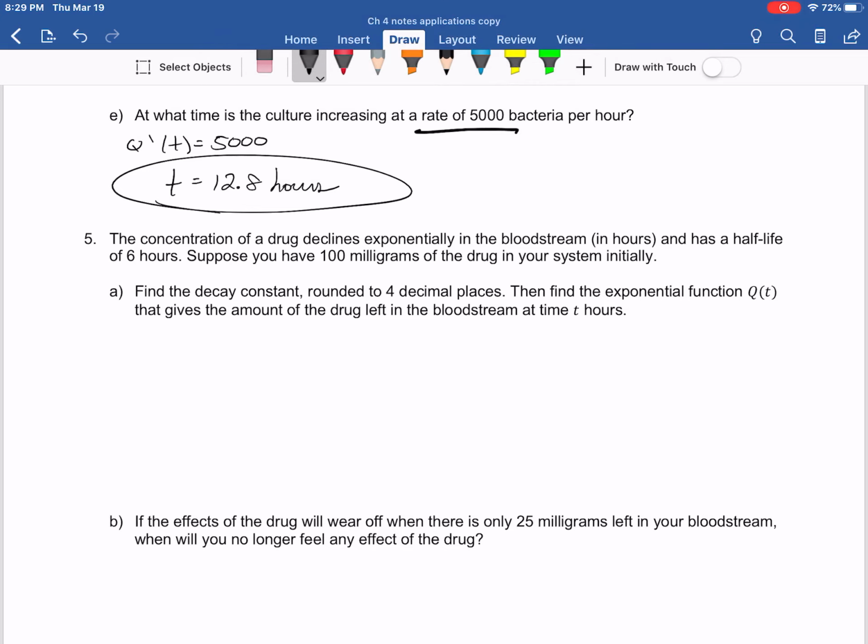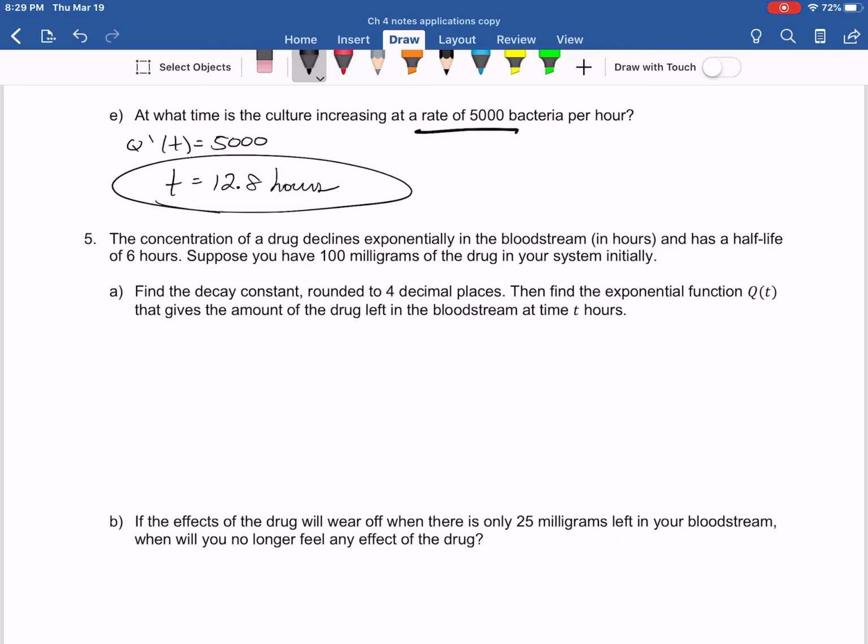Suppose you have 100 milligrams of the drug in your system initially. So you're given a dose, 100 milligrams. 6 hours later, you would just have 50, right? Because that's the half-life. Find the decay constant, rounded to 4 decimal places, and then you find the exponential function, Q of t, in general for t hours.